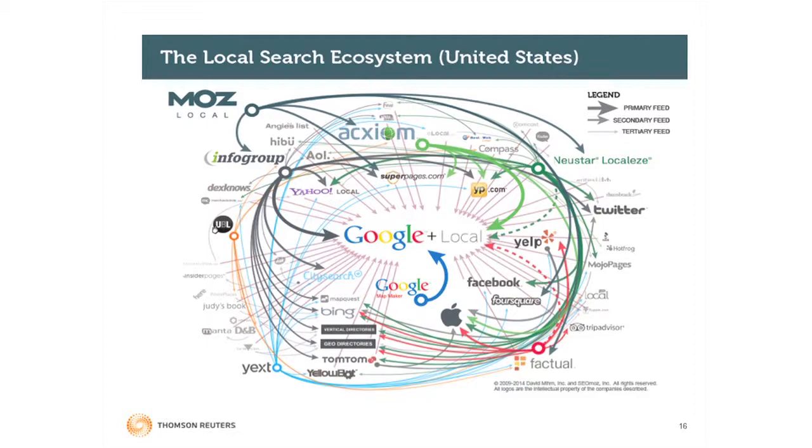So it's because of this complex ecosystem that local SEO is really a difficult industry to work in, because it can be difficult to manage businesses' information across all these different properties. We'll give some tools in a different video about how some of that information can be managed.